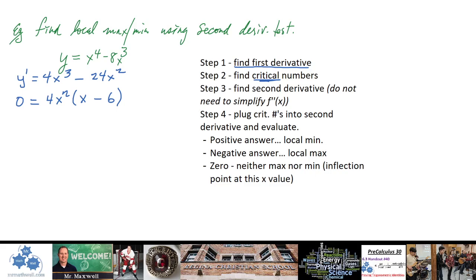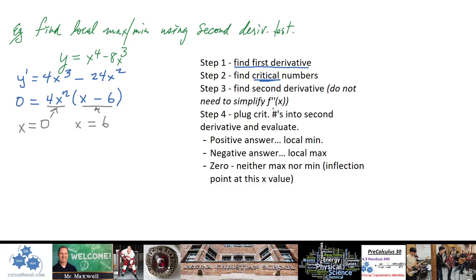And so it looks like my critical numbers are x equals 0 for this factor, because 0 makes this one 0. And then x equals positive 6 for this factor, because positive 6 makes this 0. So our critical numbers are 0 and 6, looks like.